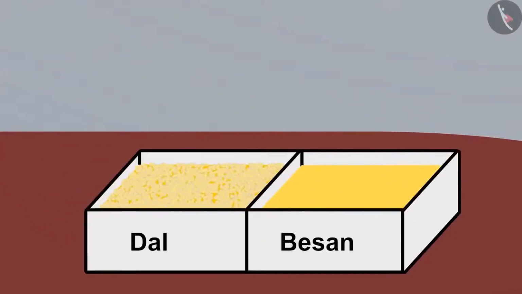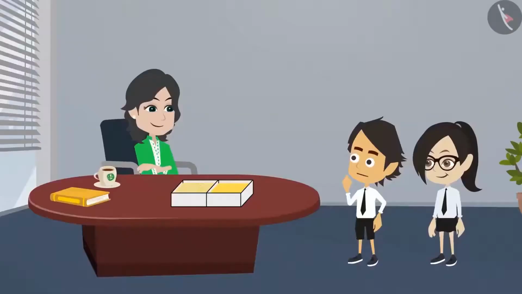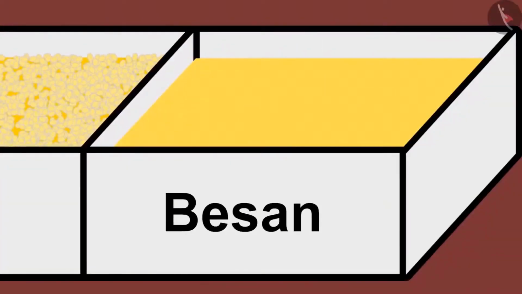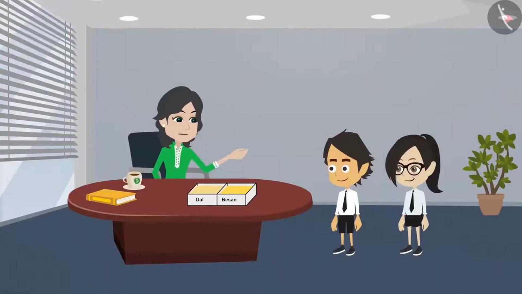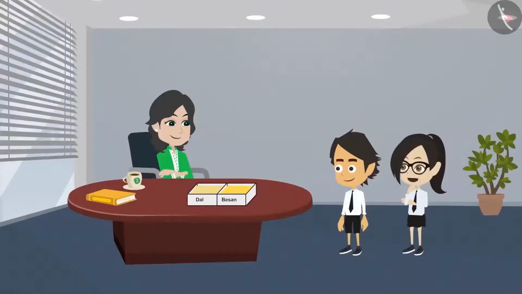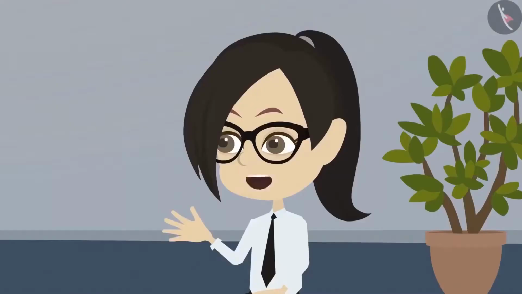Look, Vandana, I have kept those objects here. What is there in these boxes? Dal and basin. Yes, dal and basin. Tell me, how will you divide dal and basin into two equal parts? We can divide dal into two parts because we can count dal.